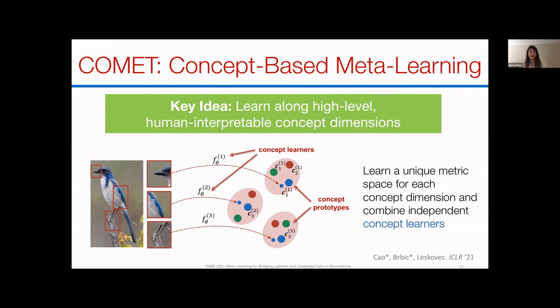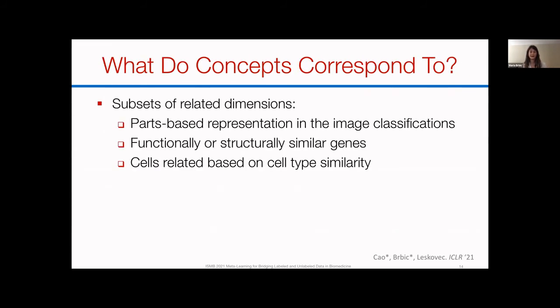and then somehow combine these independent concept learners. We will explain in the following slide how we can combine these concept learners. But before that, the question is what these concepts really correspond to, and how we can obtain them. We can see concepts as subsets of related dimensions or features.